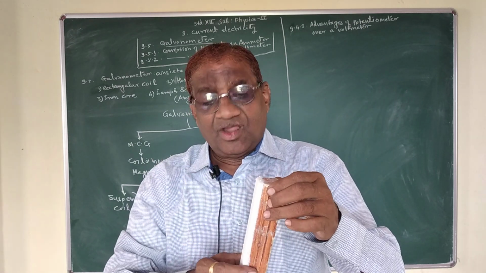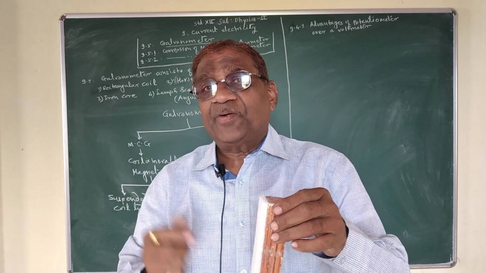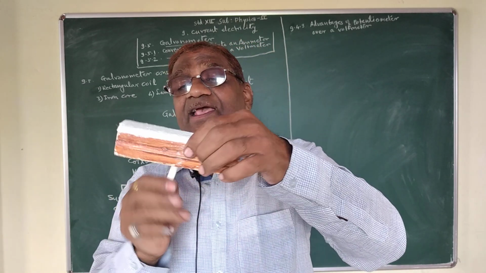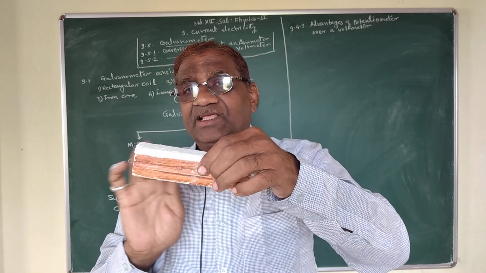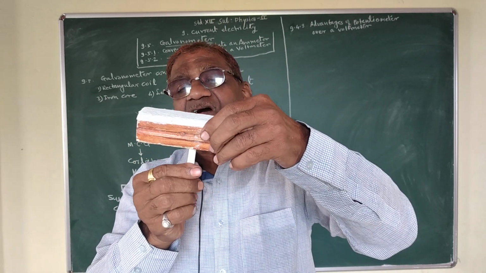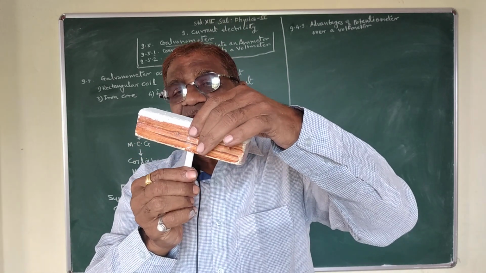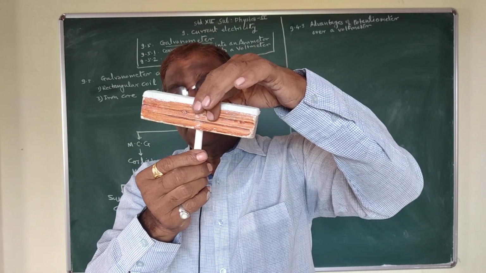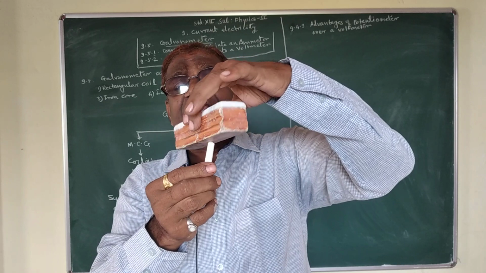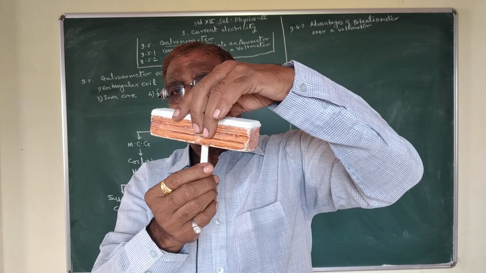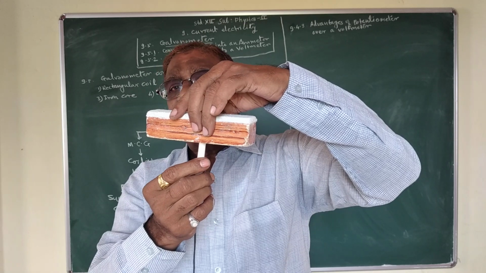Okay. Now second type is pivoted coil type galvanometer. In pivoted coil type galvanometer, the coil is placed on the tip of a pin, which is free to rotate in this way. This position is called pivoted type position.